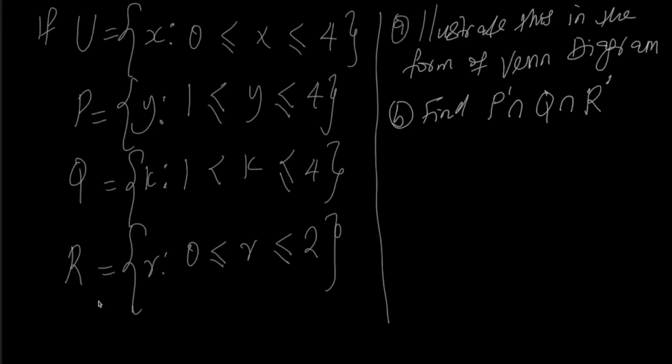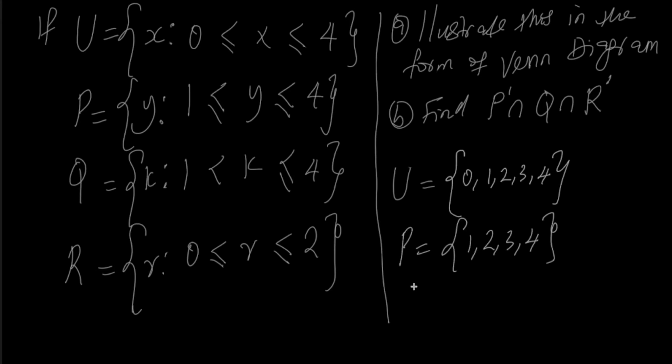You are given this set U, P, Q, and R. We are asked to illustrate this in the form of a Venn diagram and also to find the complement of P intersect Q intersect complement of R. Before we can continue, let's first of all get the elements. For this, it is a weak inequality. Okay? This is also a weak inequality. Q is strict or weak? So we start from 2. Why is this one a weak inequality?